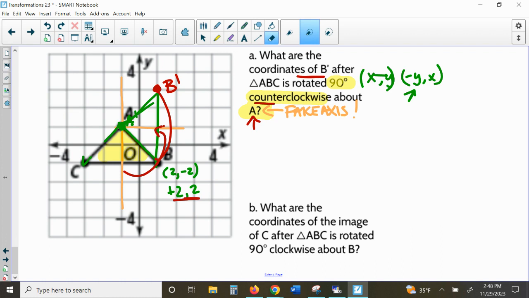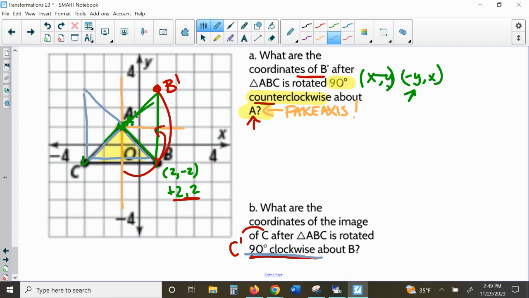Okay, let's see if we could try the other one. It says, what are the coordinates of the image of C? So we want the image of C. That means C prime, after it is rotated 90 degrees clockwise. Okay, now I'm about to do clockwise, so I can go ahead and redraw what I had drawn before. 90 degrees clockwise is going to put this yellow guy spun over here, this way, right? So it's going to be putting it over in this area.